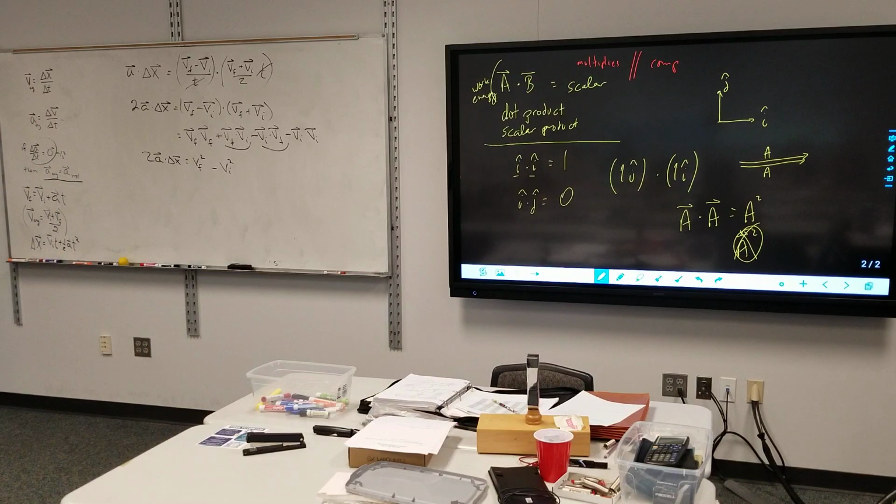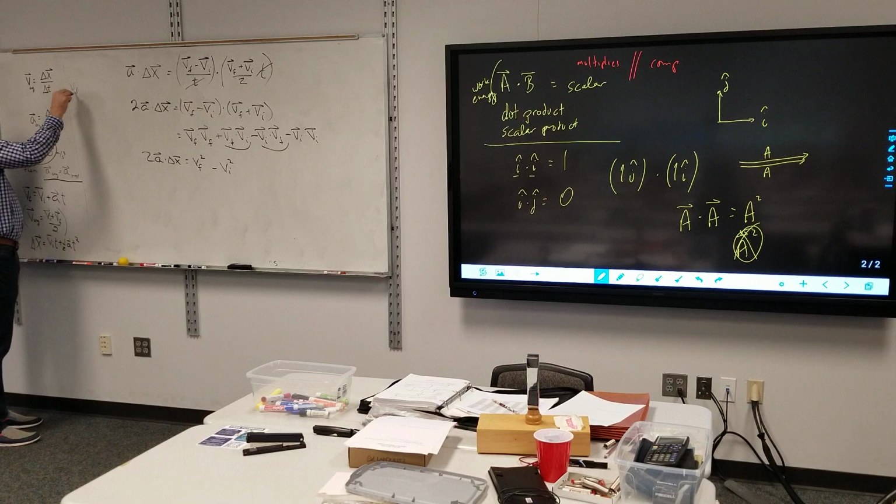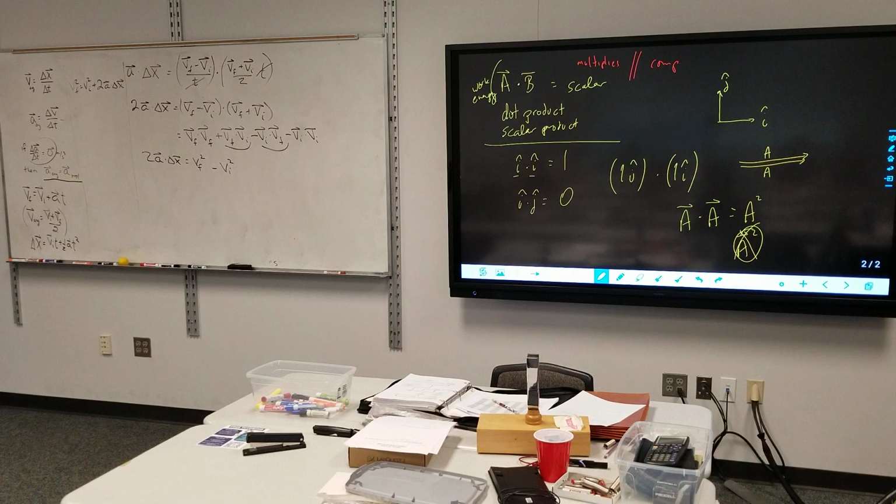Doing some slight rearranging, I'm going to bring Vi over to the left-hand side, and then flip the directions. And so what we end up with here is Vf squared equals Vi squared plus 2a dot delta x. Wow. And we have our third formula. That's the formula.